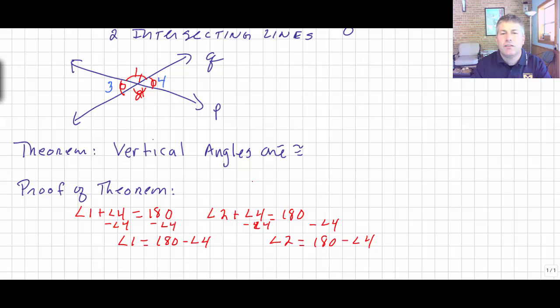So now you can use this as another reason in proofs. You have angles like 3 and 4 that are opposite each other like this, or 1 and 2 that are opposite each other. Write that in your proof. Your statement would be angle 1 is congruent to angle 2, and your reason, vertical angles are congruent. And we will practice that more when I see you in class.